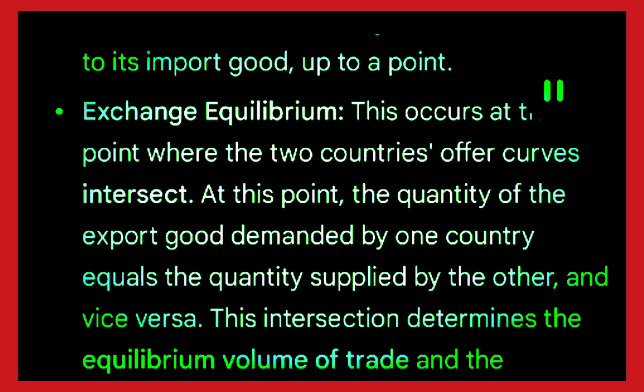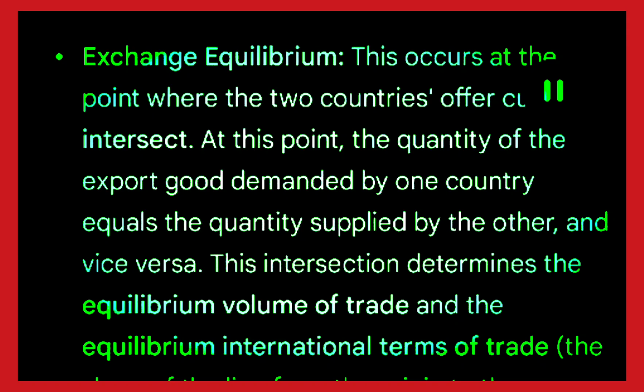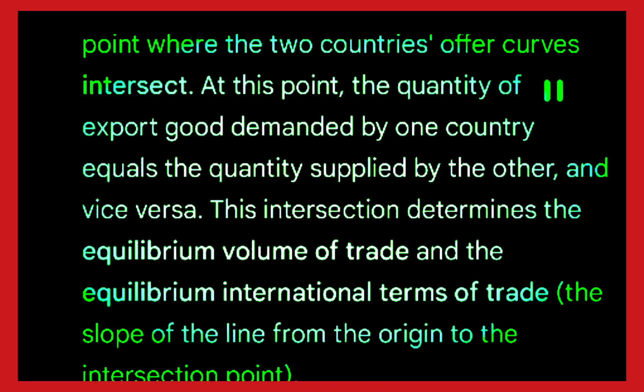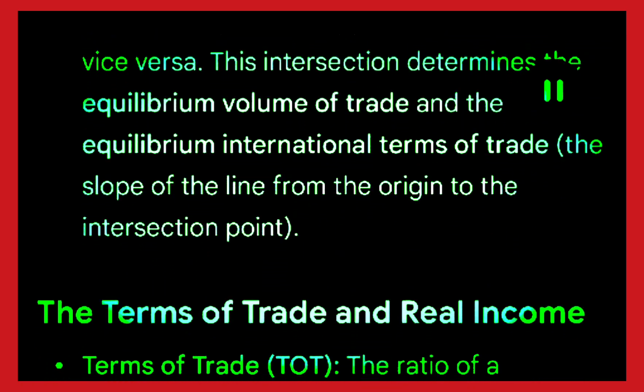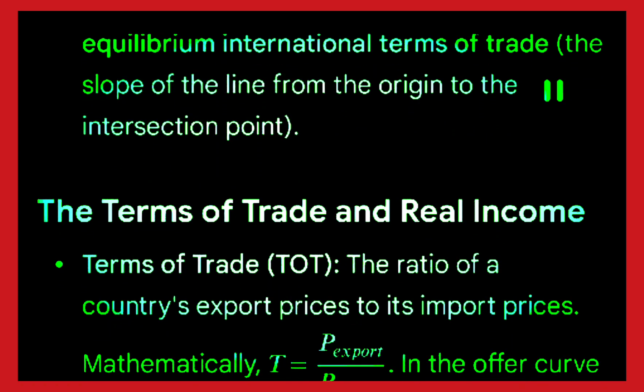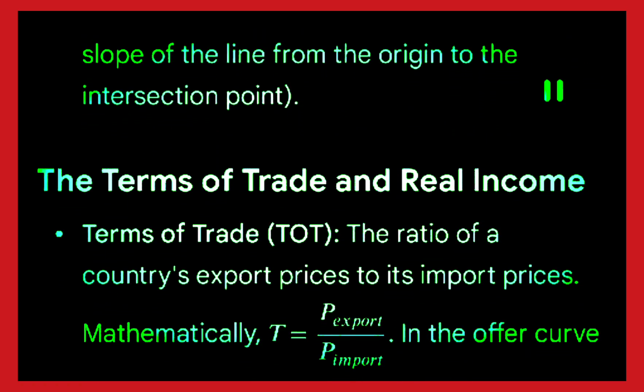Exchange equilibrium. This occurs at the point where the two countries' offer curves intersect. At this point, the quantity of the export good demanded by one country equals the quantity supplied by the other, and vice versa. This intersection determines the equilibrium volume of trade and the equilibrium international terms of trade, the slope of the line from the origin to the intersection point.